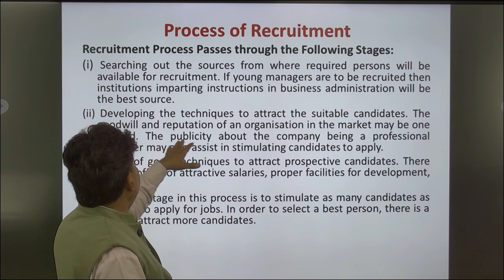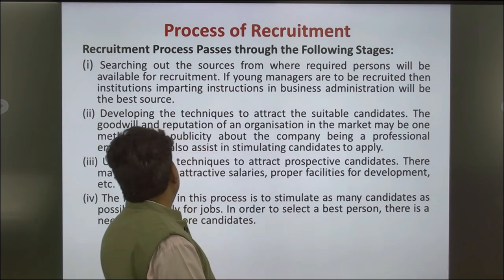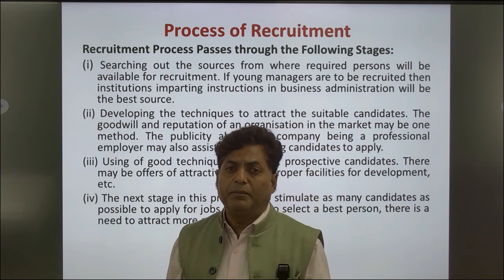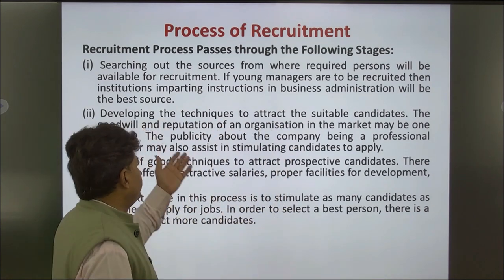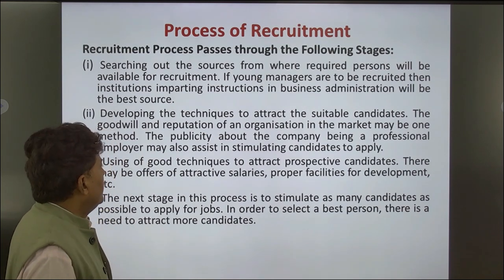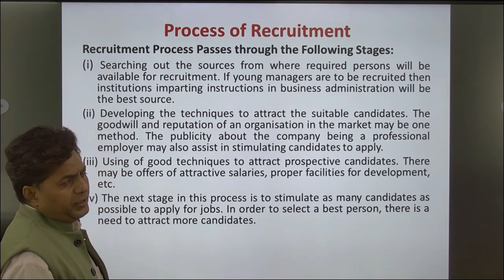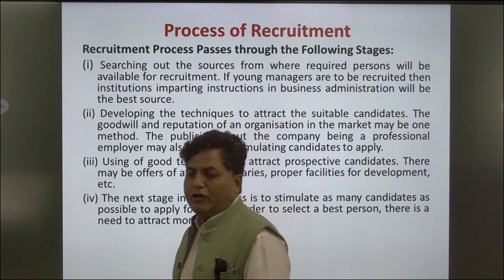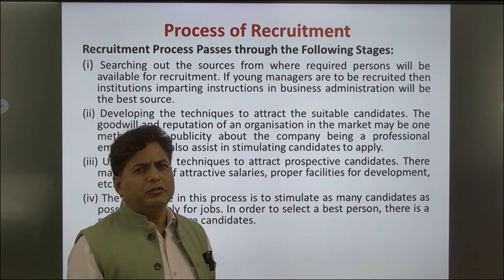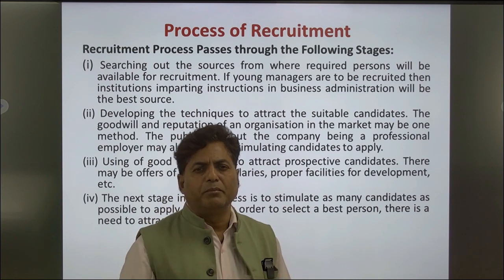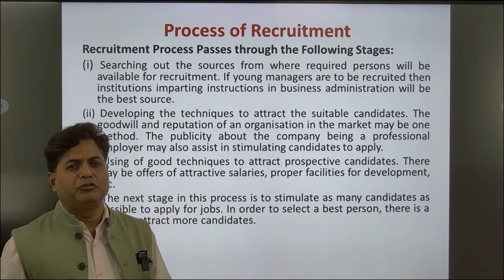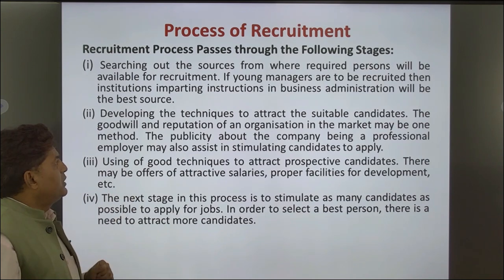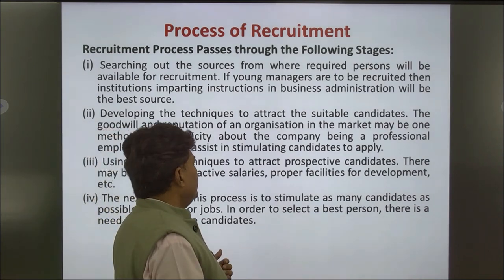The goodwill and reputation of an organization in the market may be one method. If a very reputed organization is in the labor market, employees will be attracted by the goodwill and the reputation of the organization. If we are hiring for a Navratna or other such companies, the employee will be very happy, and will enjoy that he is going to be associated with a very reputed organization. So reputation is a very important aspect by which you can attract employees.